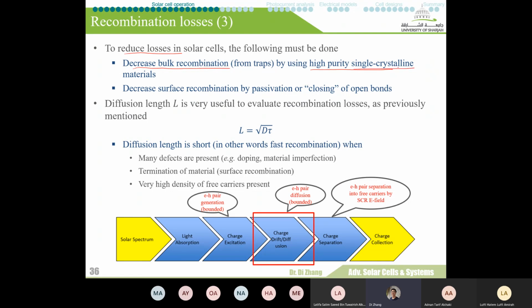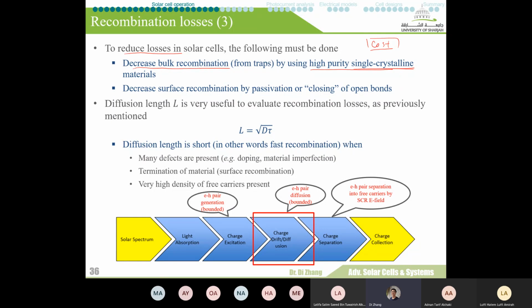And preferably try to use a single crystalline material whenever that is possible. But remember, this is only from the performance point of view. For an actual, practical solar cell, you also have to consider the cost. By using single crystalline materials, yes, we can decrease the recombination rate, but at the same time, is it worth it to use a more expensive material? These are the things that you have to consider.